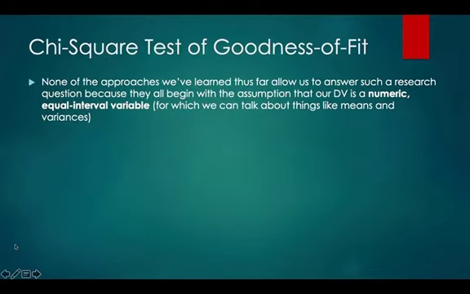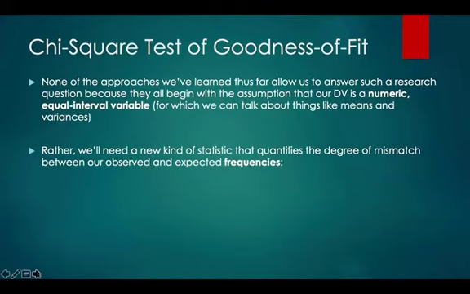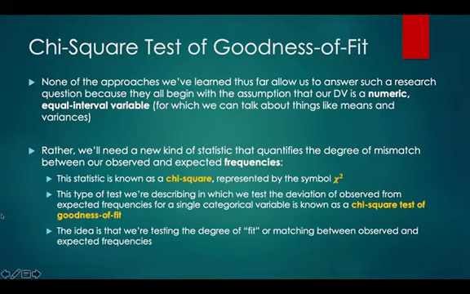Well, none of these approaches that we've learned will allow us to answer such a research question, because they all begin with the assumption that our dependent variable is a numeric equal interval variable, from which we can talk about things like means and variances. Rather, we'll need a new kind of statistic that quantifies the degree of mismatch between our observed and expected frequencies. This statistic is known as the chi-square, represented by this symbol here.